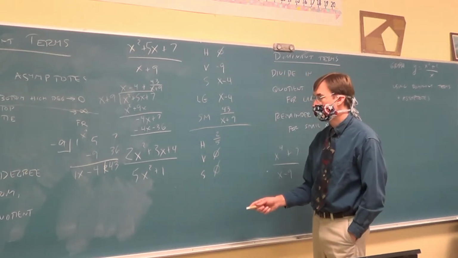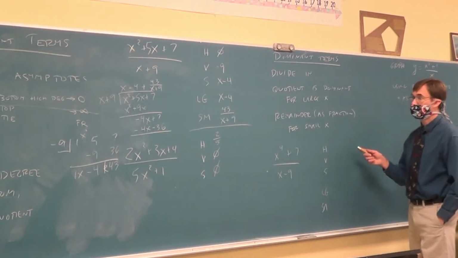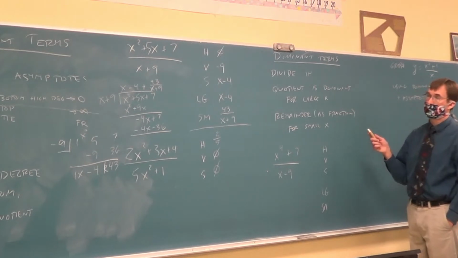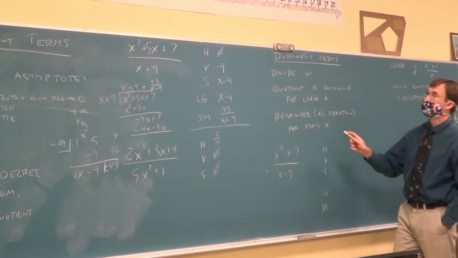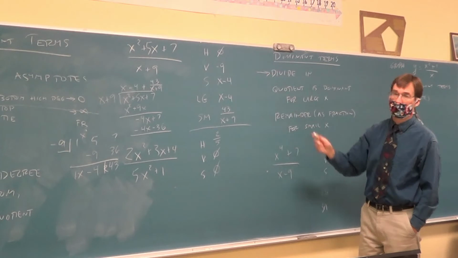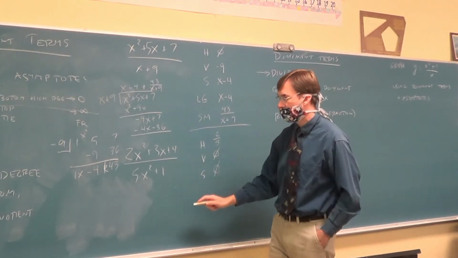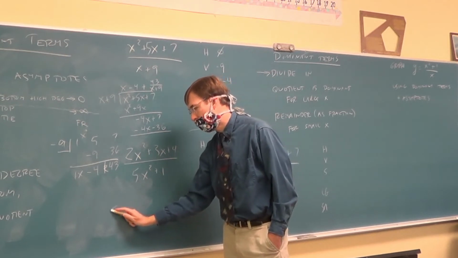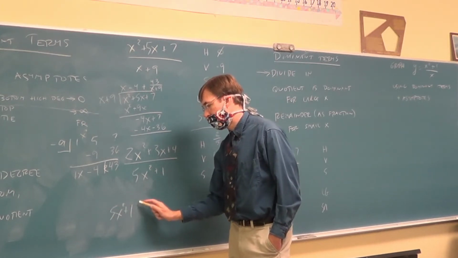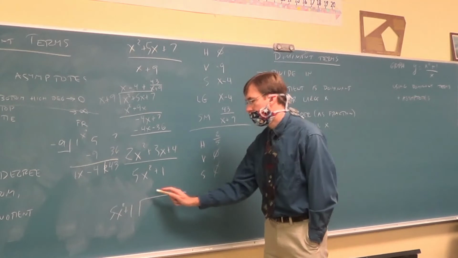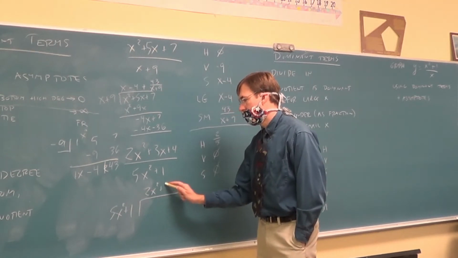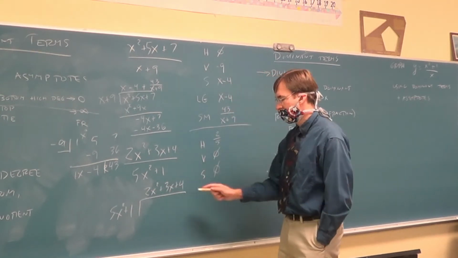What's the key to getting the dominant terms? We've got to divide. This one we had already divided. This one we're going to have to divide to figure it out. So 5x squared plus 1 goes out. 2x squared plus 3x plus 4 goes in.